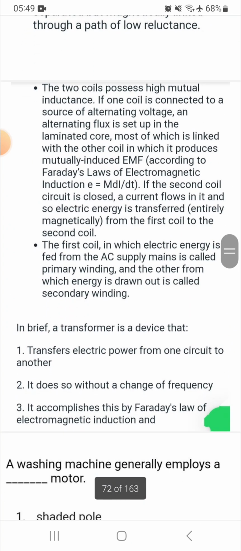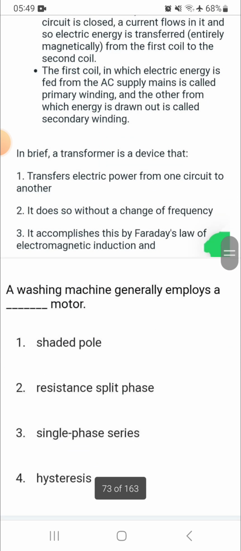Next one, the first coil in which the electric energy is fed from the AC supply mains is called the primary winding, and the other from which energy is drawn out is called the secondary winding. In brief, a transformer is a device that transfers electric power from one circuit to another. It does so without change of frequency. It accomplishes this by Faraday's law of electromagnetic induction.